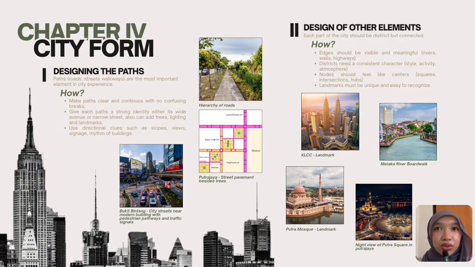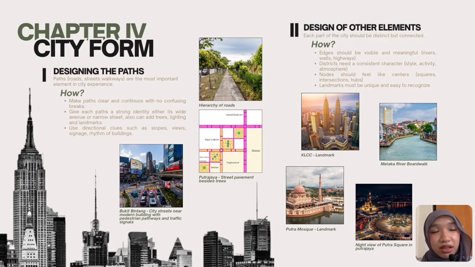And the examples shown in the slide are Bukit Bintang, a city area near modern buildings with pedestrian walkways, pathways and traffic signals, and Putrajaya, with the street pavement beside the trees, which also shows the hierarchy of roads so that people don't get confused easily.